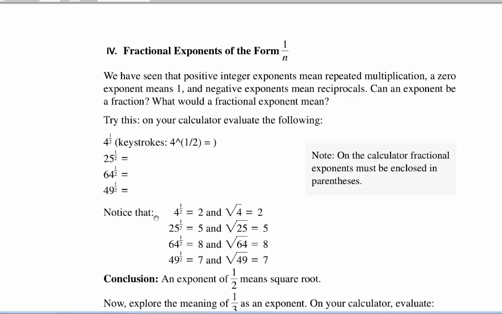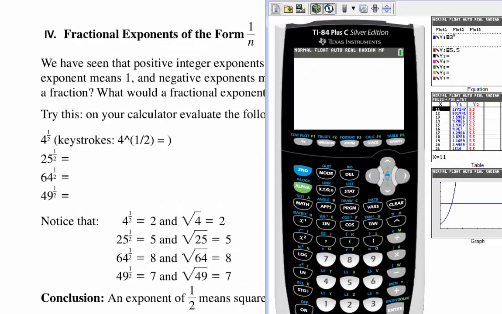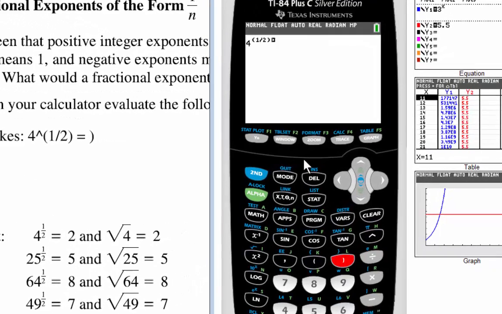So in this lesson, we're going to tackle fractional exponents. So let's try an exercise. Take out your TI calculator when you have a moment and enter 4 raised to, I'm going to put it in parentheses, 1 divided by 2, or 4 raised to the 1/2. I get 2. Let's try 9 raised to the 1/2. See what I get. You'll notice I get 3.